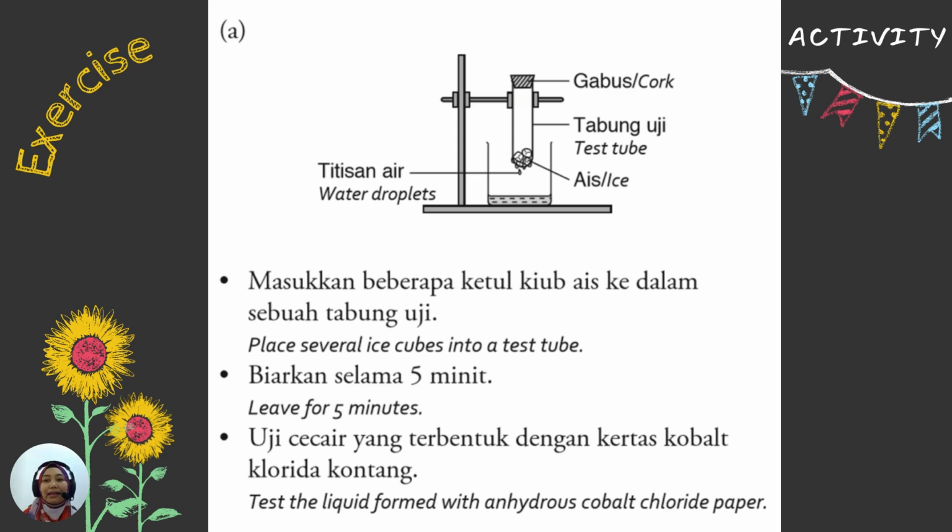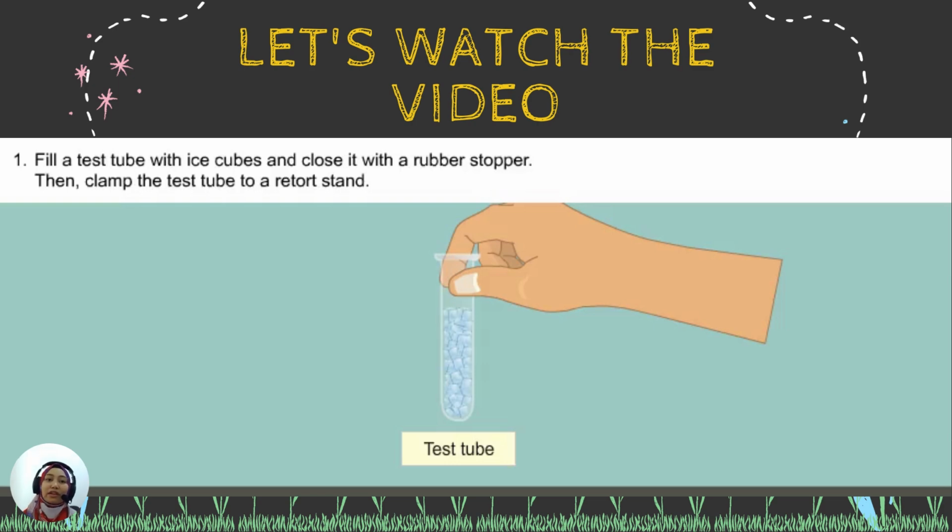Okay, let's take a look at this. Place several ice cubes into a test tube. Leave for 5 minutes. Test the liquid formed with anhydrous cobalt chloride paper. Let's watch the video.